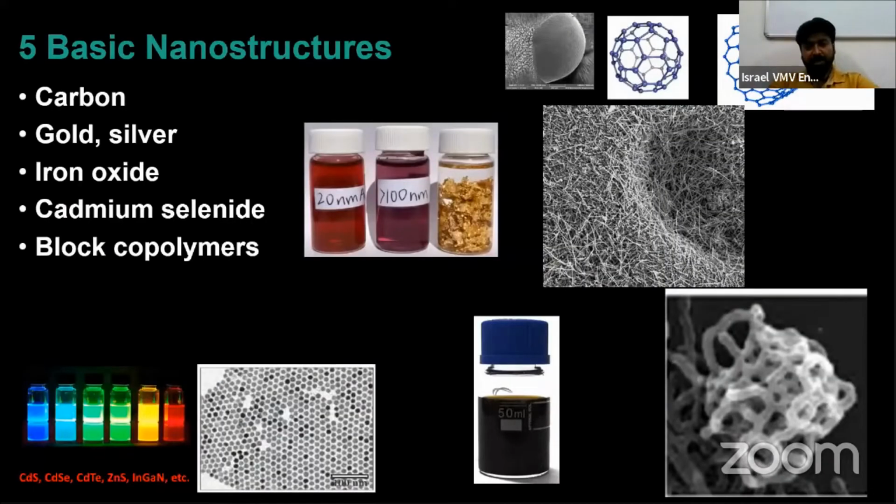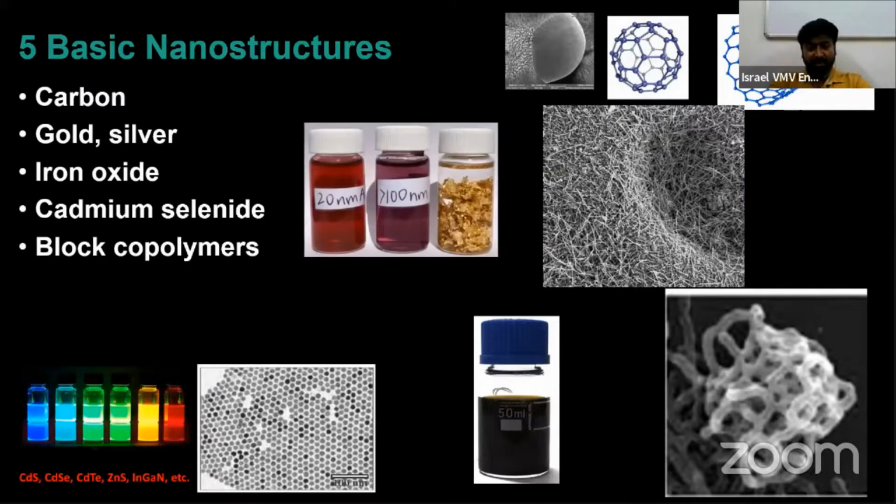These are the first basic nanostructures. I talked about gold, silver, and carbon. Carbon, metallic gold, silver, iron oxide, cadmium selenide, block copolymers. These are all making the major avenues of nanotechnology. These are all very common nanomaterials, finding huge applications from one field to the other. You can study the weird properties of these materials in the nanoscale.